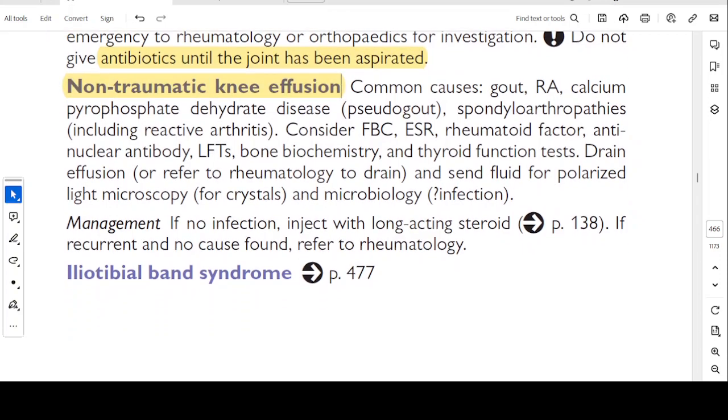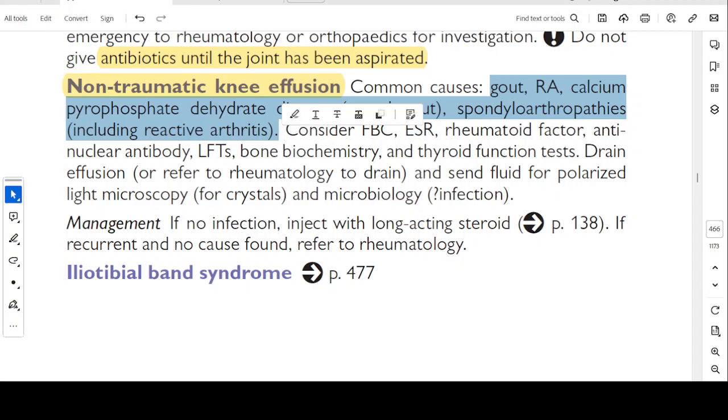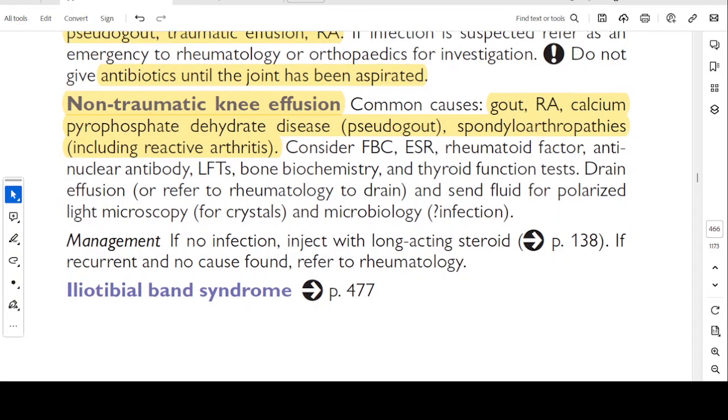Non-traumatic knee effusion. Common causes are gout. So there was no trauma, but there is an effusion in the knee. It could be gout, rheumatoid arthritis, calcium pyrophosphate dihydrate disease, that is pseudo-gout, or spondyloarthropathies including reactive arthritis. So the same conditions which were listed above as differentials for septic arthritis can cause non-traumatic knee effusion.